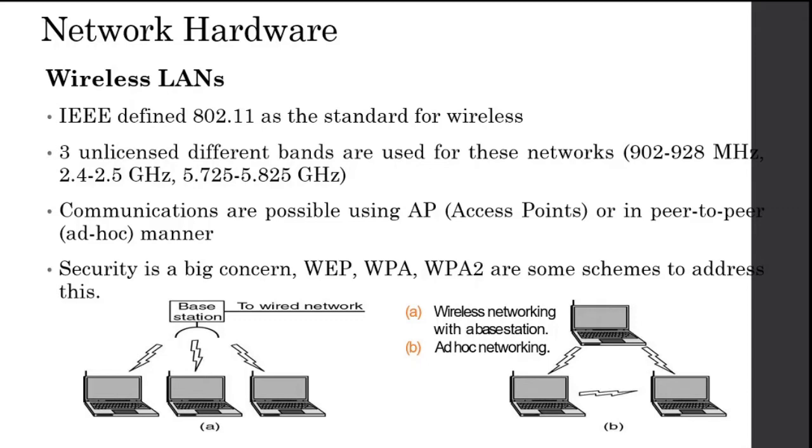So, as you can see in the figures, the first image is A, where we have the wireless network with the base station and a wired network. And the second image, B, shows ad hoc networking, which is really fast and needs no wire.